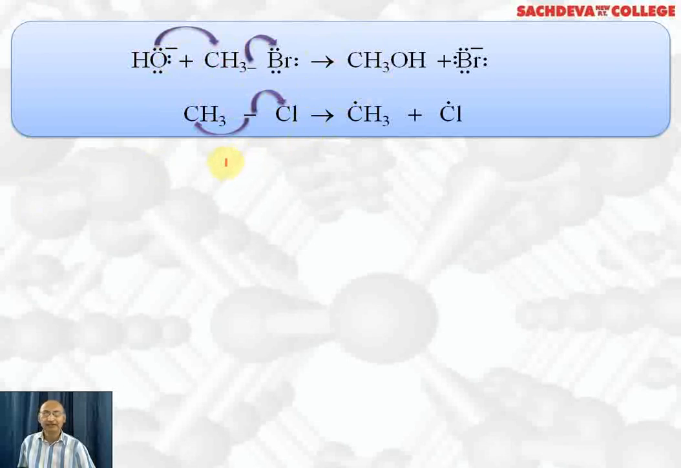Here we have CH3Cl. So Cl, being more electronegative, will form Cl radical, and here CH3 radical. So this is homolytic fission taking place, which normally takes place in the presence of sunlight or heating.